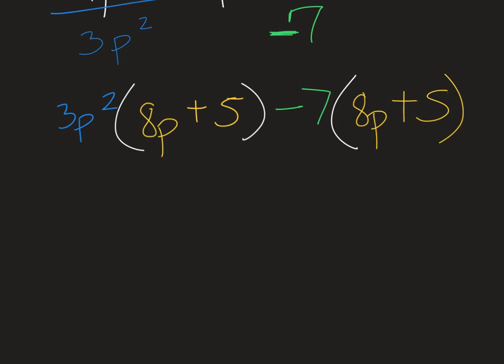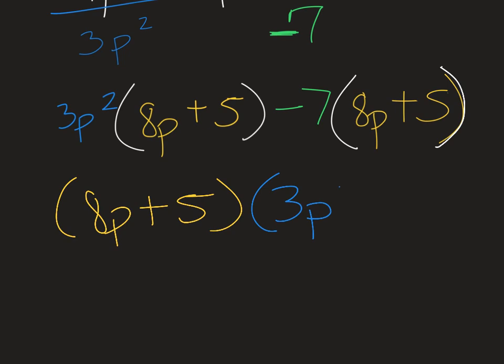So now I'd like you to do the last little piece. I want you to pause the video first of all, factor out that common binomial, put it in one binomial by itself, and then put the greatest common factors in another binomial by themselves. I'm going to assume you've paused the video, you've tried this out. So you've got an 8p plus 5 will be one binomial. And then the 3p to the second and the -7 will go together in another binomial.